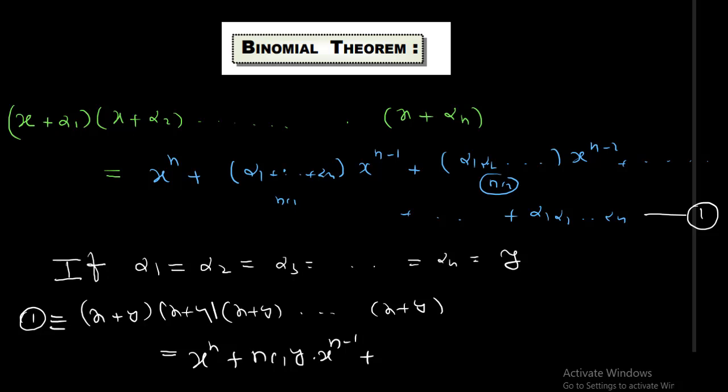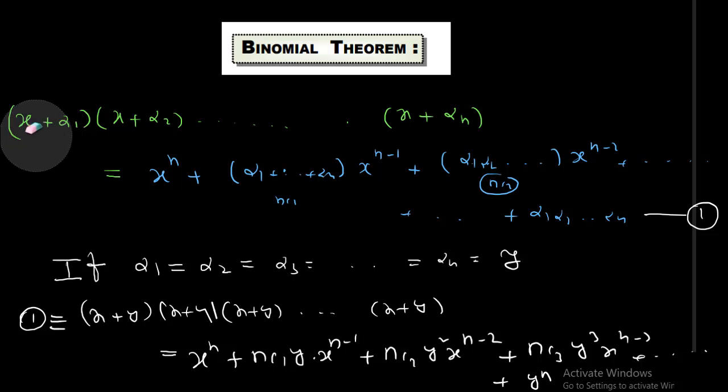Plus, here, students, all are equal: alpha 1 alpha 2 becomes y into y, y square. How many times? NC2 y squares. So NC2 into y square into x power n minus 2. Plus directly NC3 into y cube into x power n minus 3, and so on. Plus at last, y power n.